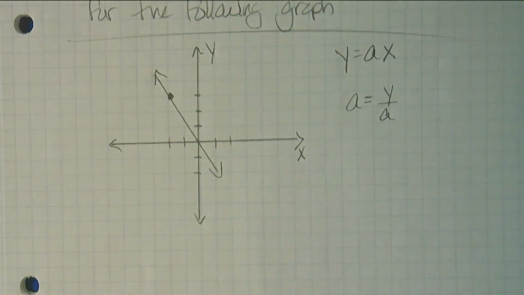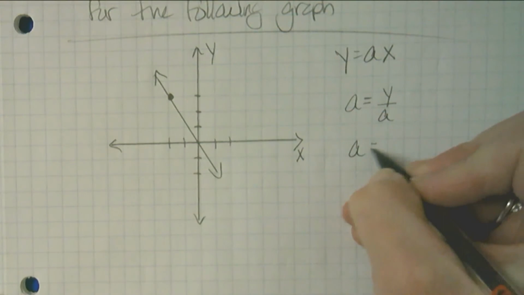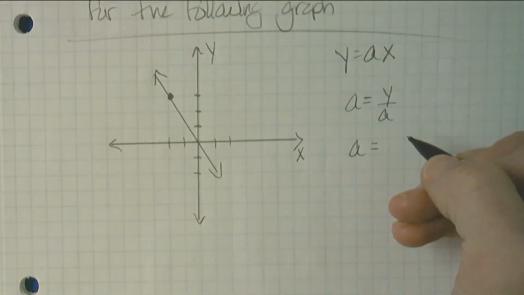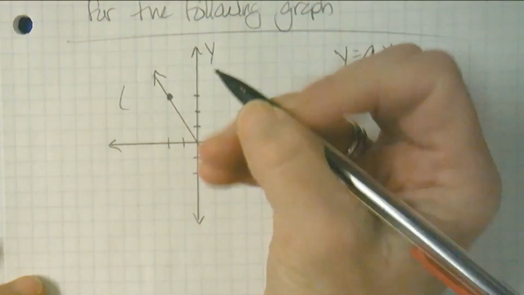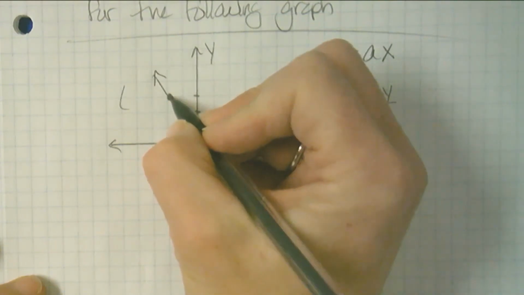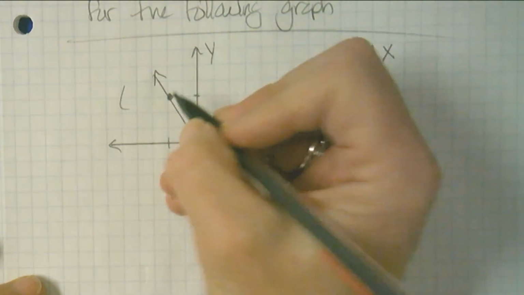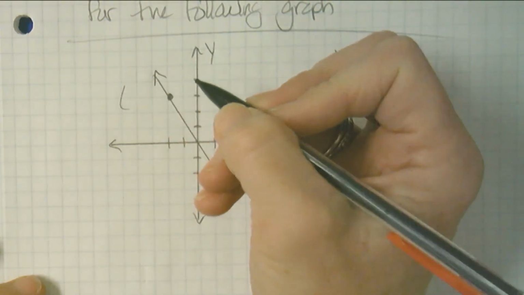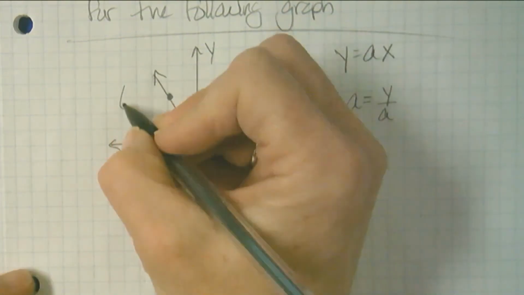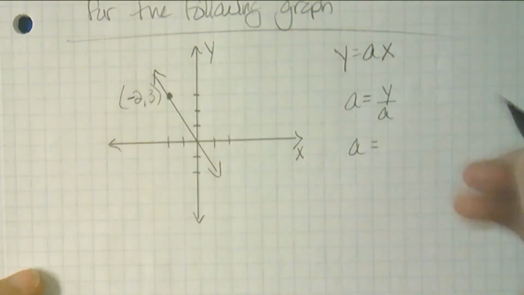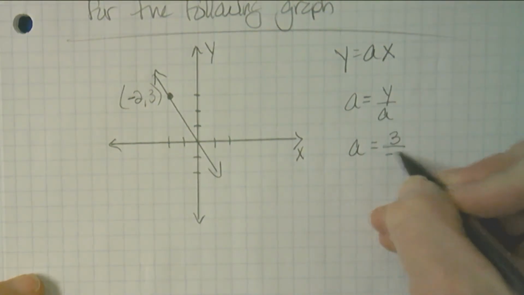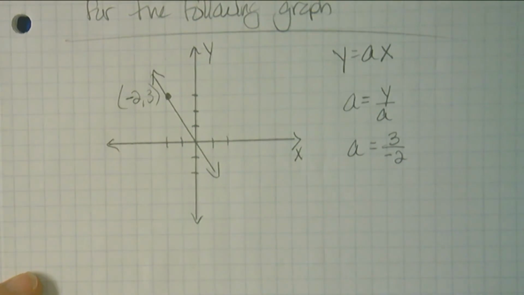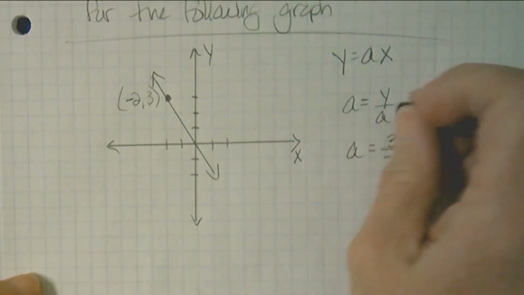All right, someone tell me, what's my A value? Come on, you guys. 3/2. What's this coordinate point? Positive 2 or negative 2? So negative 2 comma 3. So what's my A value? 3 over negative 2. Oopsie, this should be X, not A.